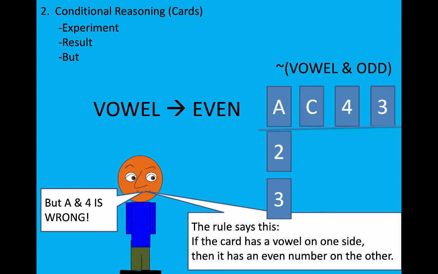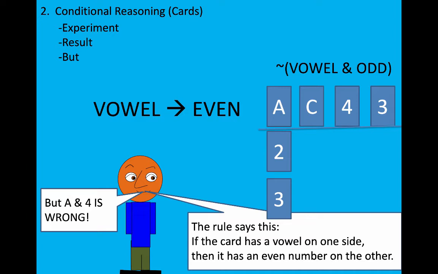So let's take card A, and imagine on the opposite side of card A there's a 2. Does that violate the rule, if vowel then even? Well, the only way you can violate the rule, if vowel then even, is by having a pairing of vowel and odd. And A and 2 would not be a pairing of vowel and odd. So you don't need to worry about that possibility.